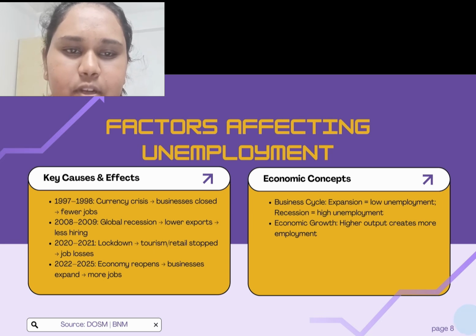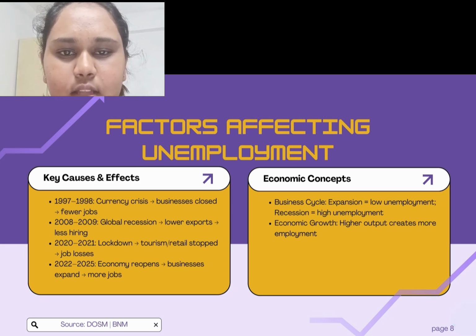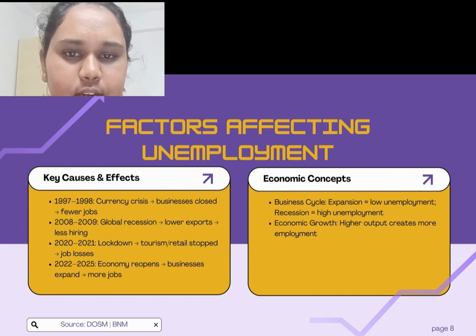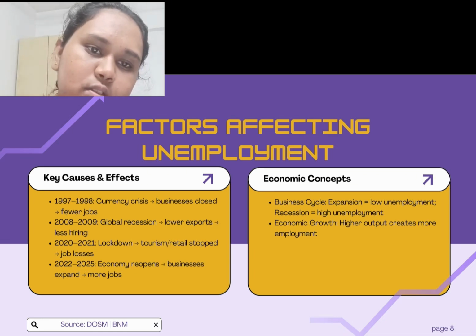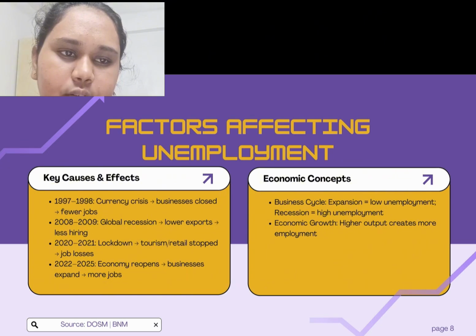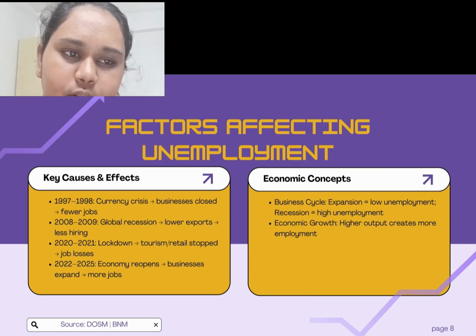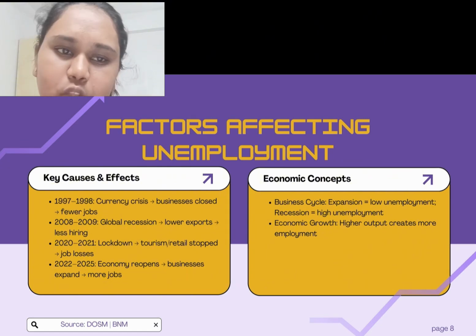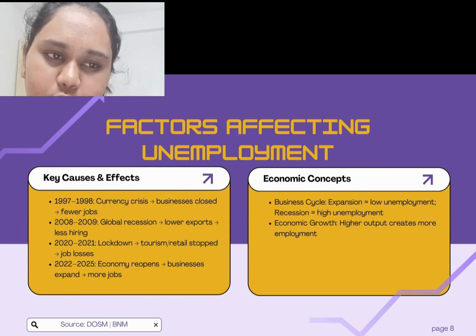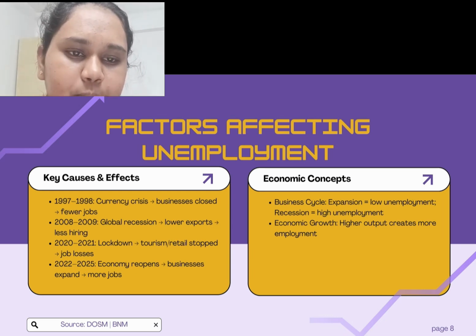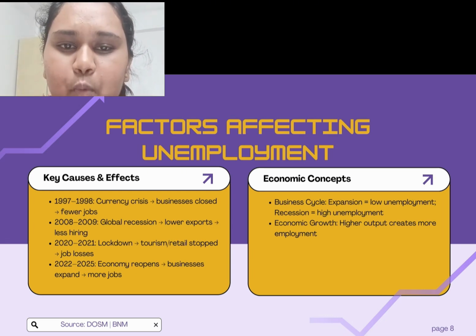There are two parts, the key crisis factors. In 1997 to 1998, the Asian crisis, businesses closed, few jobs. In 2008 to 2009, global recession, low exports, fewer hires. In 2020 to 2021, lockdown, tourism and rentals stopped, jobless. In 2022, economic reopening, businesses expect more jobs.